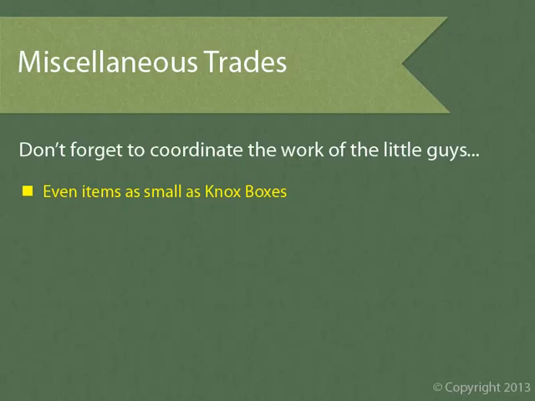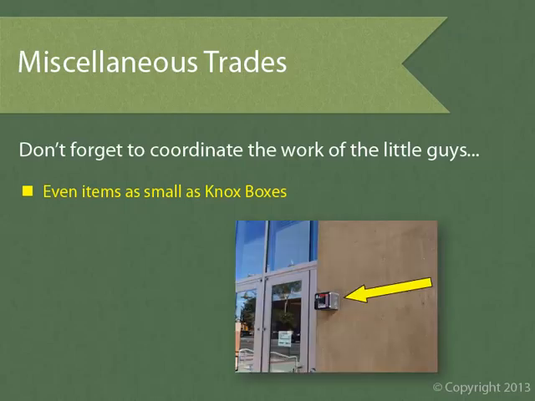And don't forget the little things like Knox boxes. Knox boxes are key lock boxes for use by the fire department in the event of an emergency. As you can see from this photo, when we forget about the Knox boxes, they end up being surface applied late in construction and they become blemishes to the building. And because Knox boxes are for life safety, they're always placed in prominent locations, such as the main entrance to a building.